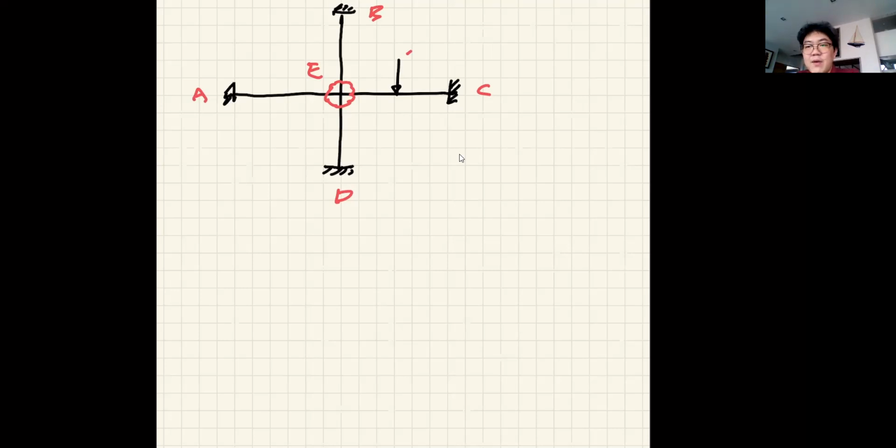So if I want to calculate the fixed end moment of every member, let's say member EC, because it's the only member with the load, I will lock joint E. So step number one is to fix the joint to calculate fixed end moment.